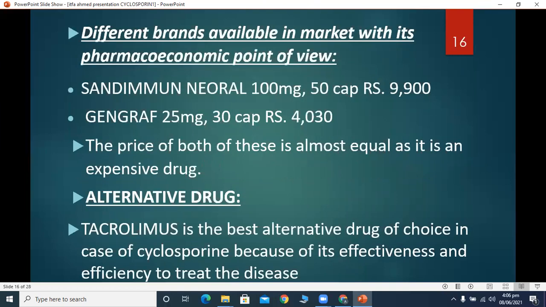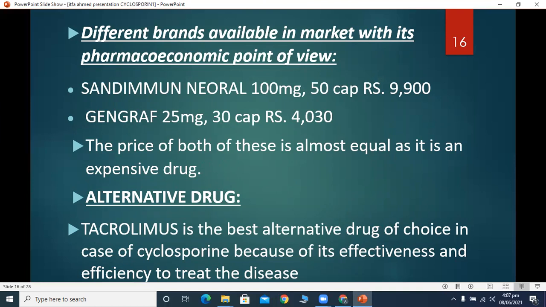Now, we will discuss the different brands available in the market from a pharmacoeconomic point of view, that is, which drug is cheaper as compared to the other drug and which one should be bought. So here are the two alternative drugs which are present in the market. The first one is Sandimmune Neoral, 100 milligrams, with 50 capsules in one strip, and the price is 9,900 rupees.